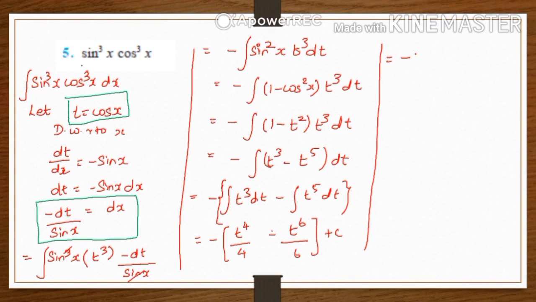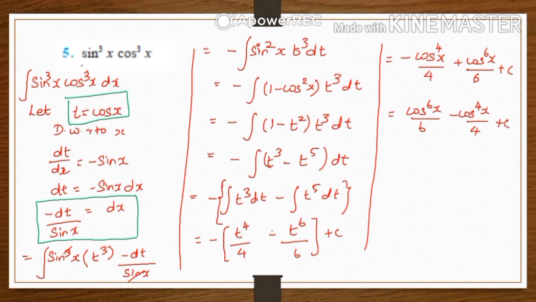So this is equal to minus, where t value is cos x, cos power 4x by 4 minus cos power 6x divided by 6, plus c. So this is equal to cos power 6x divided by 6 minus cos power 4x divided by 4 plus c, which is the answer. So we highlighted this.